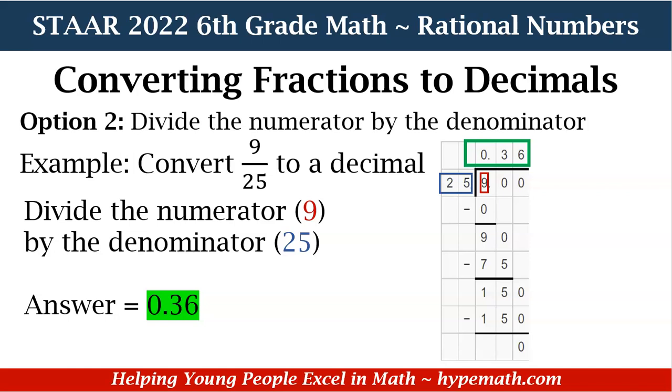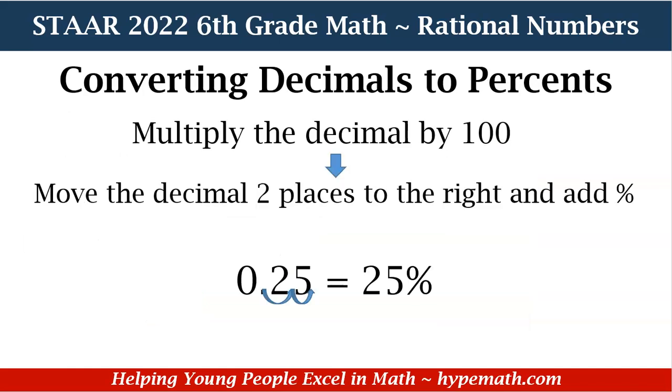Okay. Now let's talk about how we can convert decimals to percents. And it's pretty easy. With decimals, the way that you convert the decimal to a percent is you multiply by 100. That means we are going to move the decimal point 2 places to the right, and we're going to drop the decimal, we're going to add a percent sign, okay?